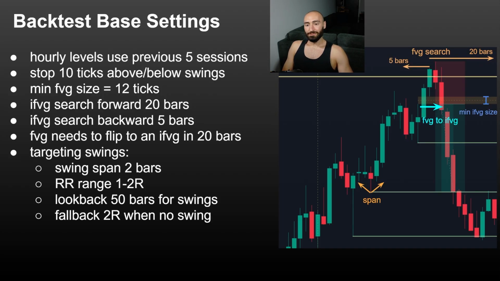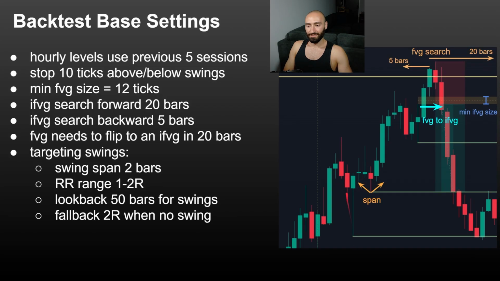Now the targeting, I have a few here, and I'm going to go into even more detail once we get to that optimizing stage I talked about, okay? So to find the swings for the targets, right? You see these orange arrows here, the span, right? So my default is 2 bars. This right here is a swing low because it has 2 bars to the left and right that are higher than its low, okay? Down here, same thing, left and right. These 2 bars, left and right, are higher than this low. So this is a swing low.